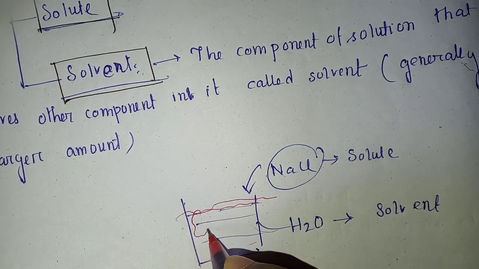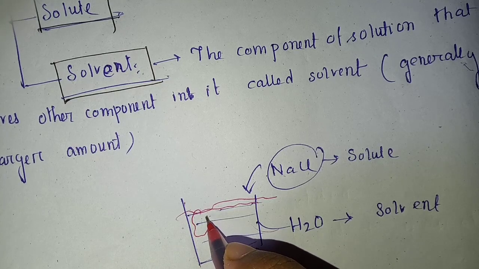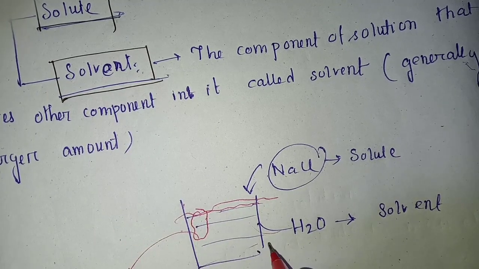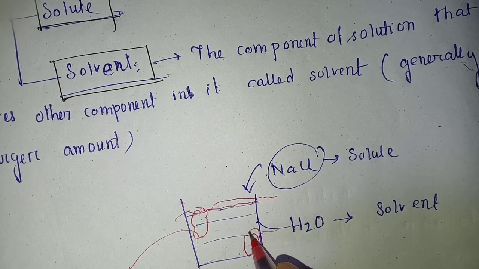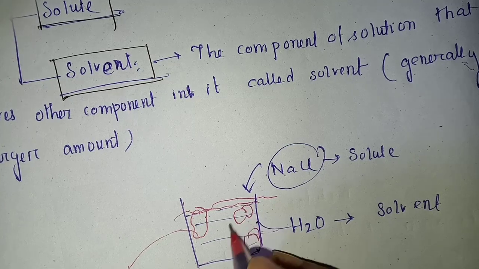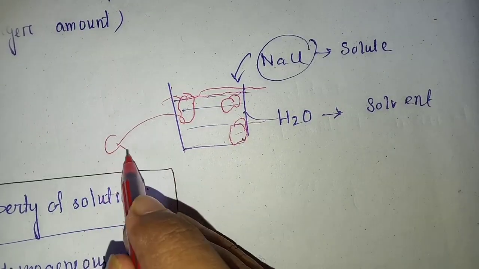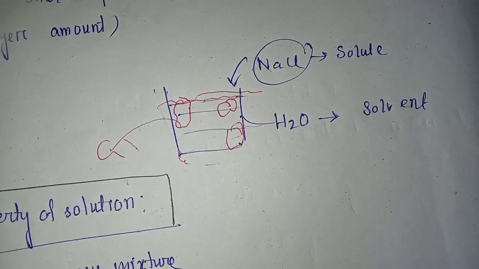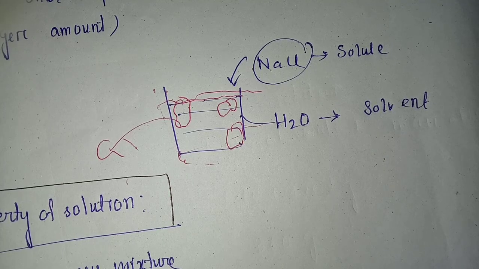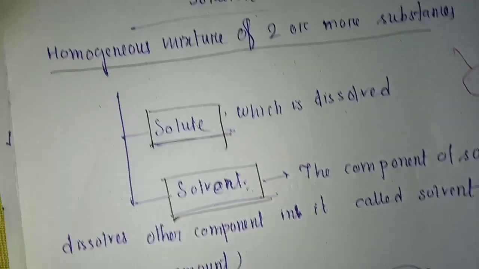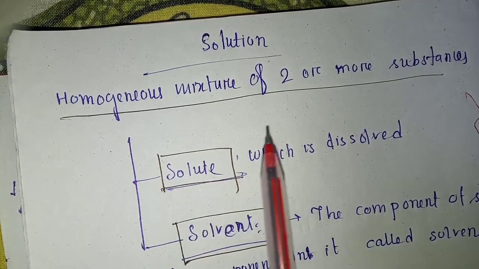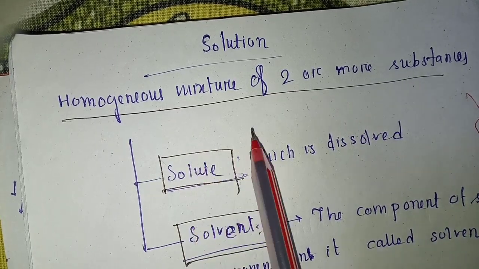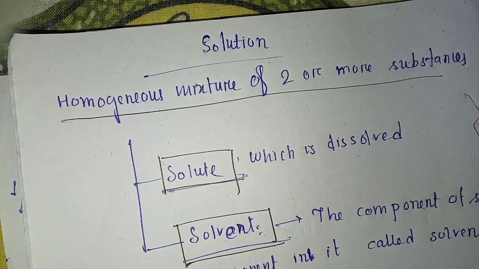If I take some sample, some mixture of H2O and NaCl from here, suppose I have taken some mixture from here and from here, everywhere the mixture I have taken, all the properties are the same. This is my solution, and all over the solution the physical properties and the chemical properties, everything is the same, then it is homogeneous or uniform. So a homogeneous mixture of two or more substances is called a solution.